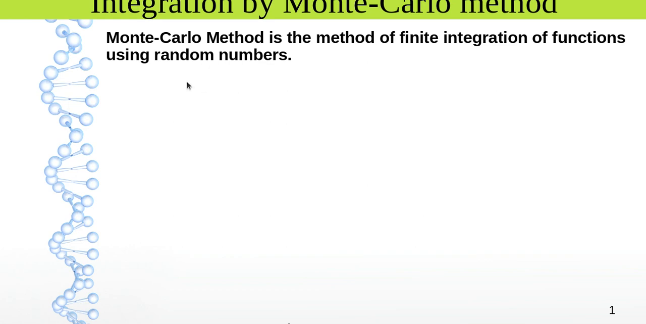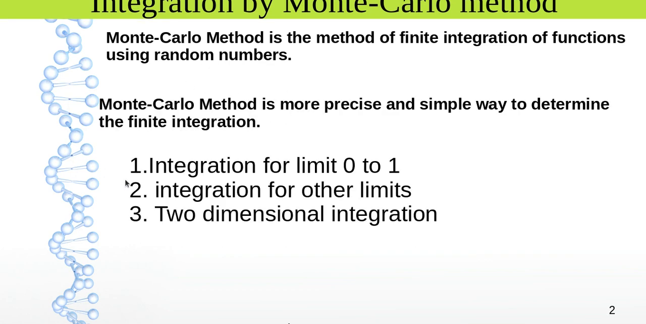And in this video we are going to discuss the Monte Carlo method, which gives us, number 1, the integration for the limits from 0 to 1. This means the limits of integration are between 0 and 1. And in number 2, integration for other limits, for limits having values other than 0 and 1. And we will also see the two-dimensional integration using the Monte Carlo method.